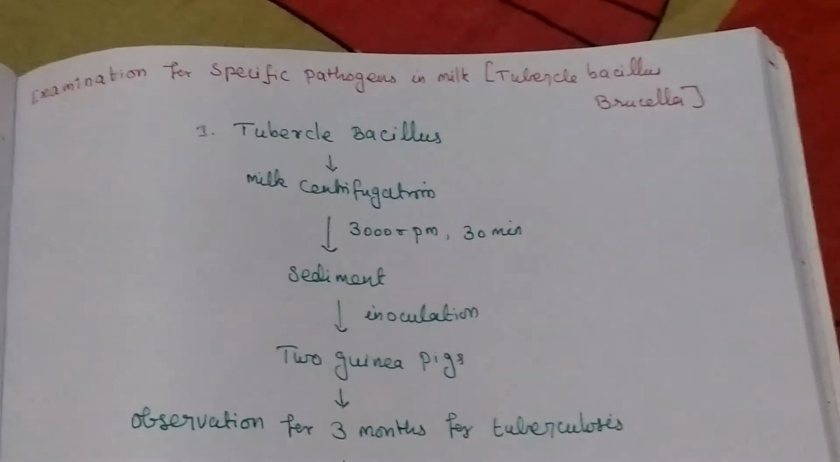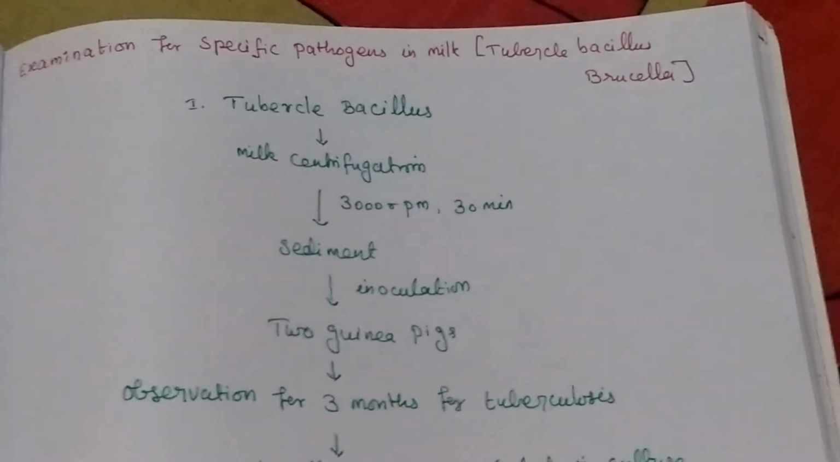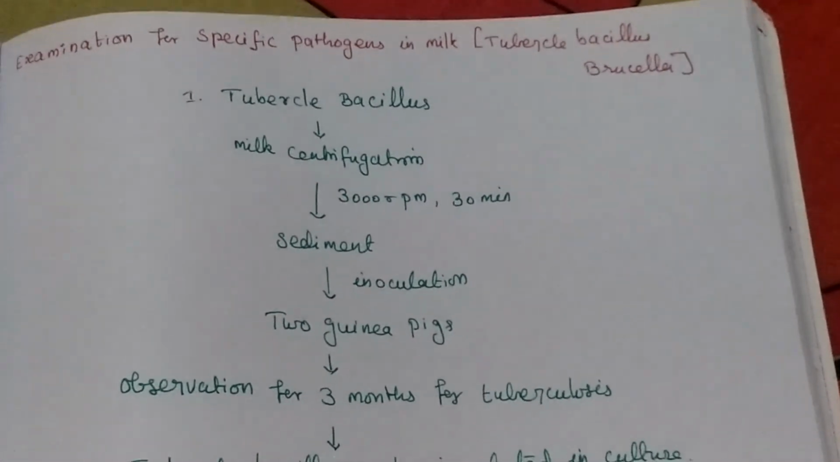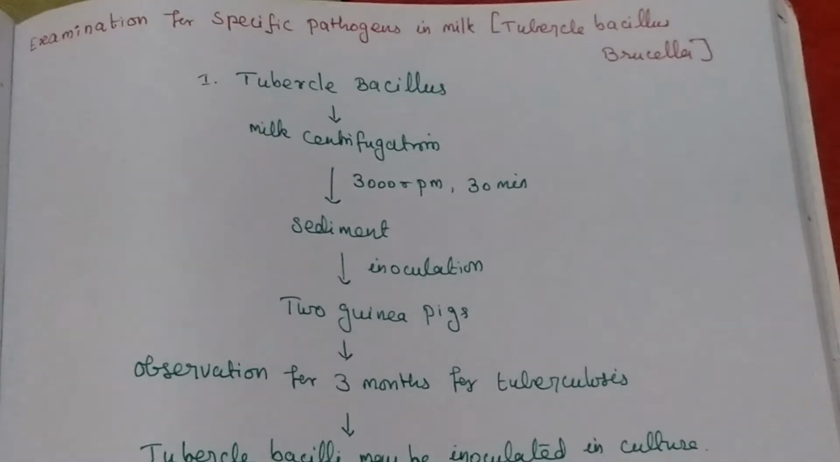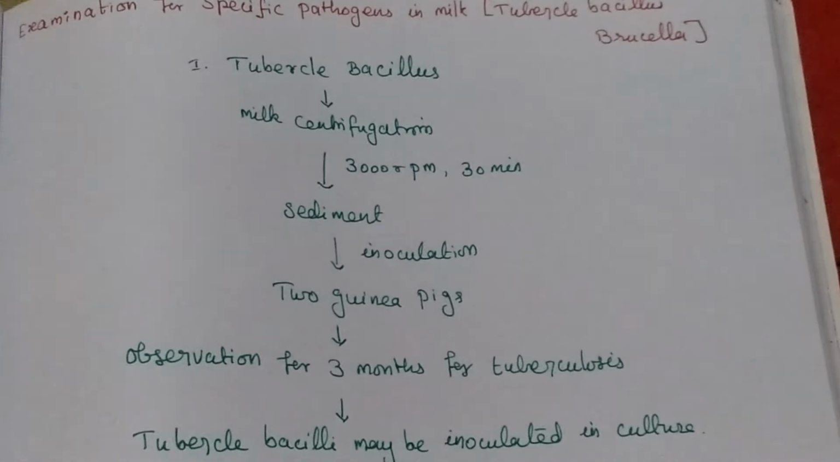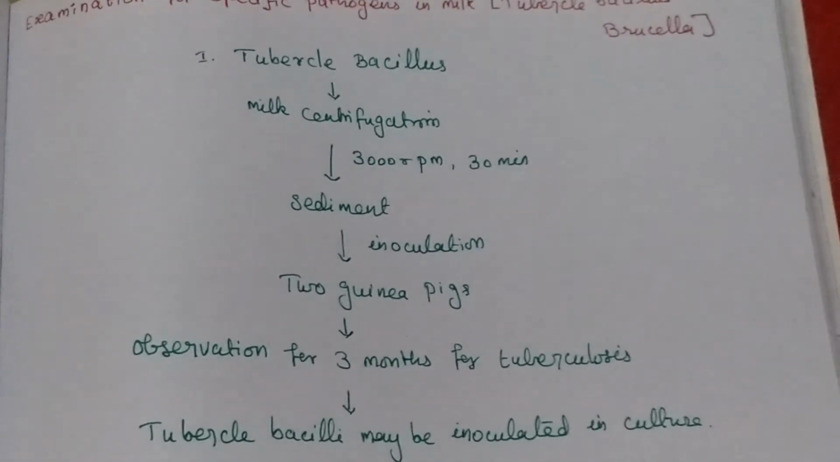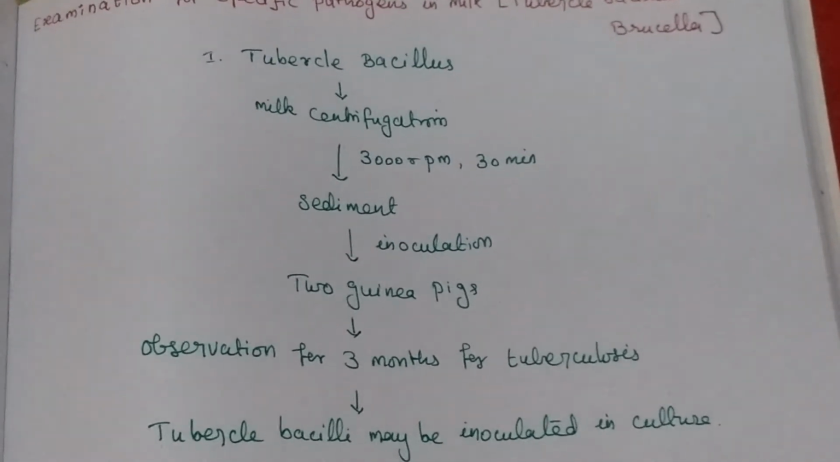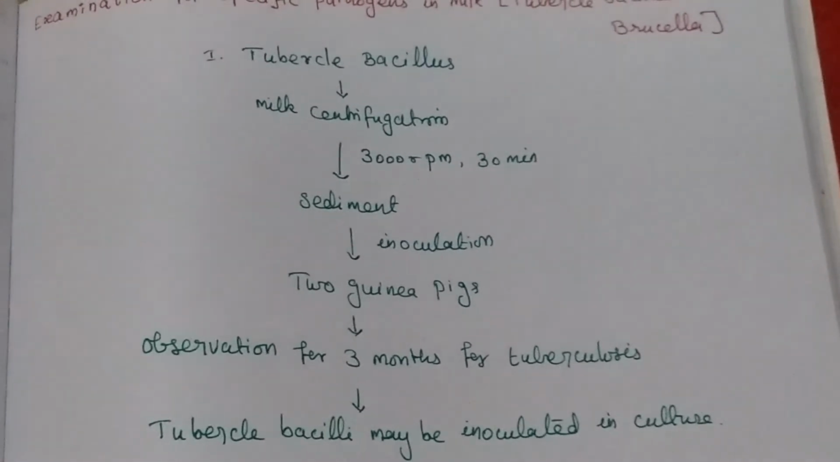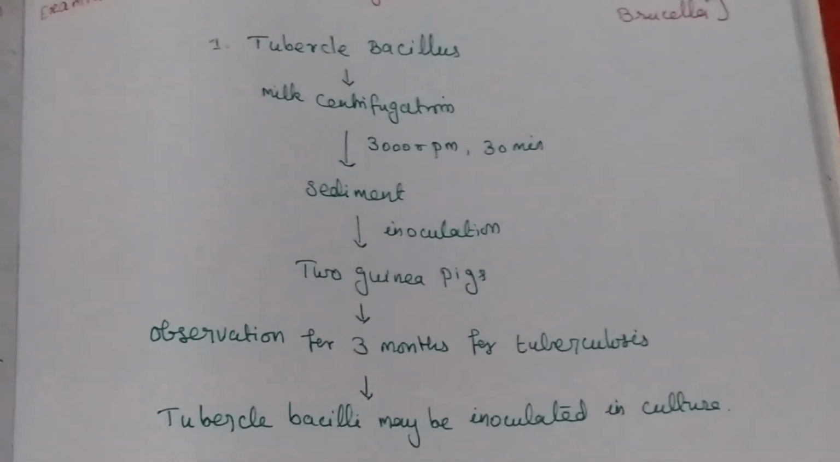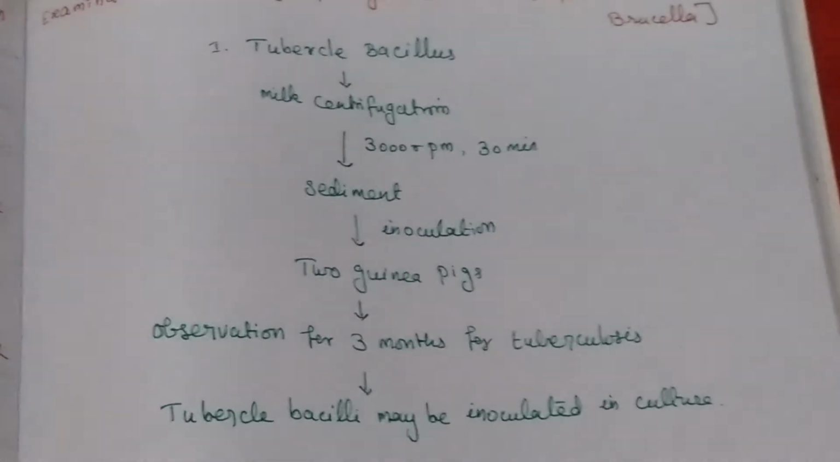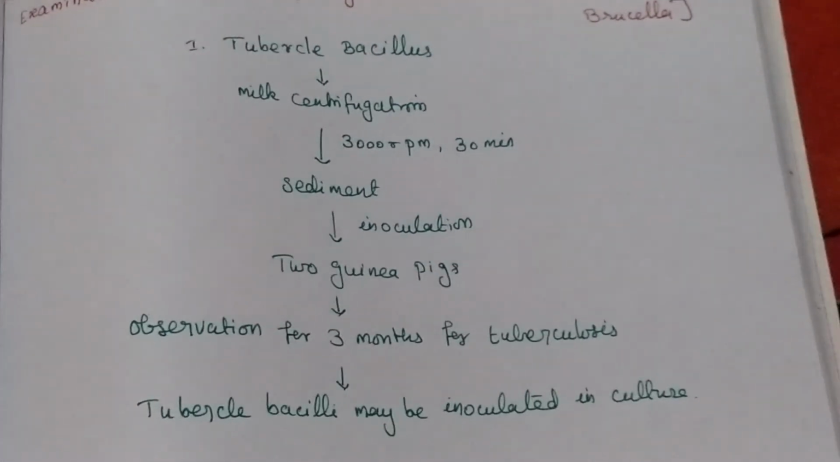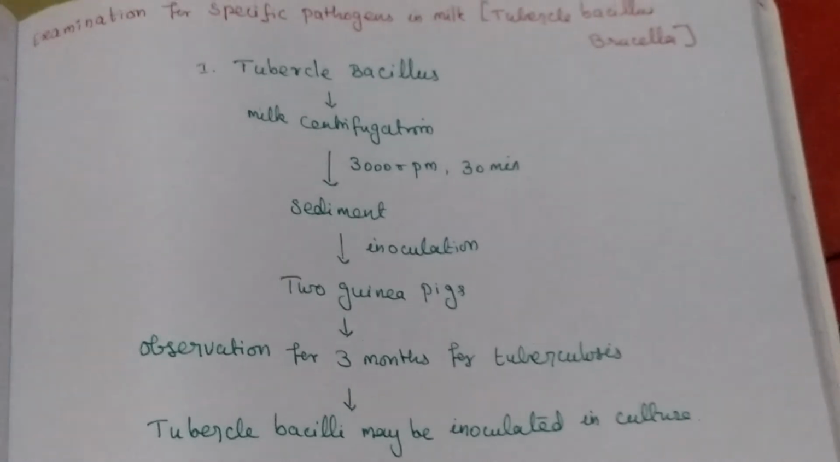Then examination for specific pathogens in milk. Here we take two pathogens, tubercle bacilli and brucella. For tubercle bacilli, milk is centrifuged at 3000 rpm for 30 minutes. We collect the sediment and inoculate it into 2 guinea pigs, observed for 3 months for tuberculosis. Tubercle bacilli may also be inoculated into culture medium.